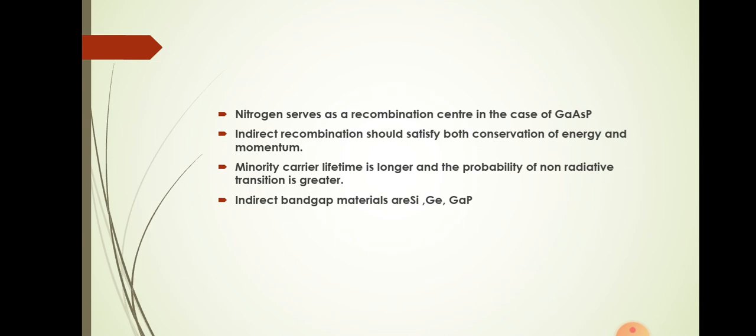And sometimes the direct recombination may also take place after the electron goes to the intermediate energy level. So in the case of indirect recombination, the emission of photon is not taking place, and indirect band gap materials for making the LEDs are silicon, germanium and gallium phosphide. These are the indirect band gap materials. So that's all about this topic.